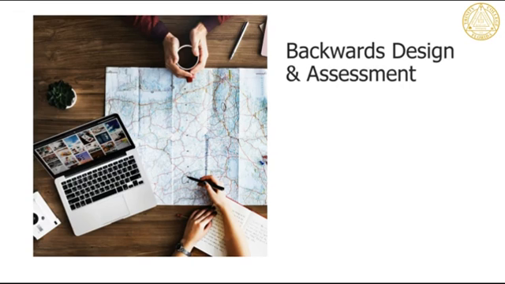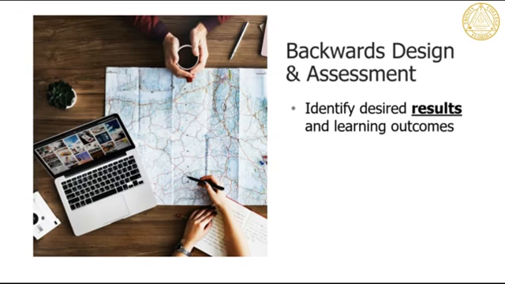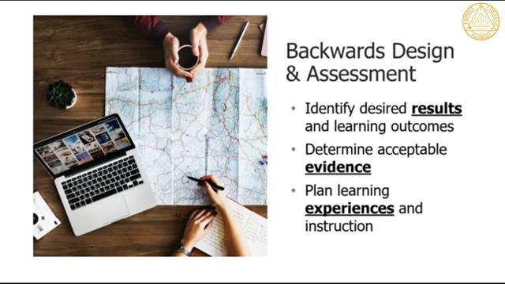The concept of backwards design was popularized by Jay McTighe and Grant Wiggins, who you just saw in the video, in their 1998 book, Understanding by Design. There's 3 basic steps in what we call backwards design. First, identify desired results and learning outcomes. Where are we headed? Determine acceptable evidence. How will we know once we get there? And finally, plan learning experiences and instruction. So in other words, what are the specific road markers? How are we going to navigate the path ahead?